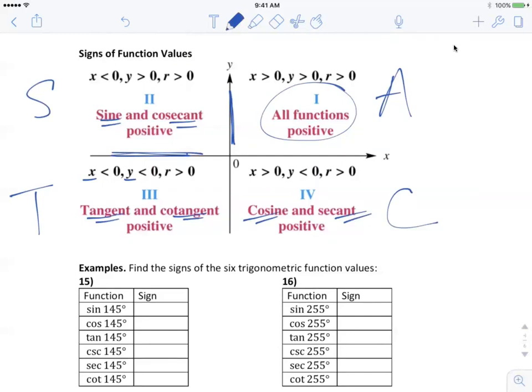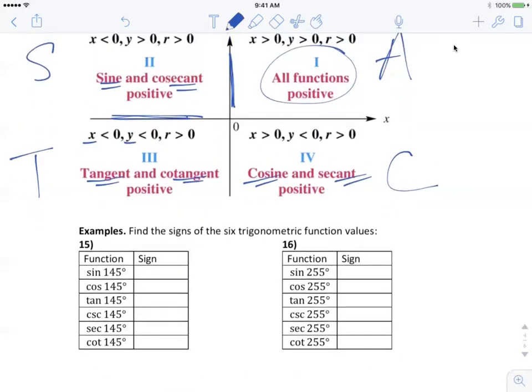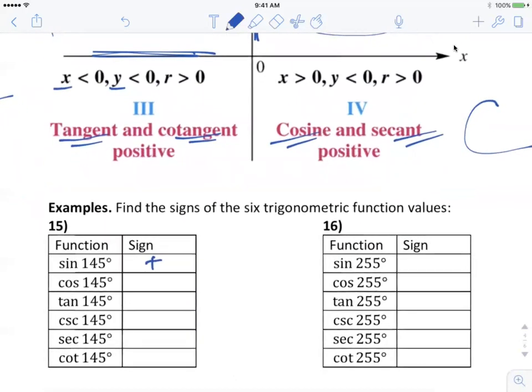Okay, so we can apply that to number 15, find the signs of the 6 trig functions. As long as we know the quadrant, we're good to go. So 145 degrees is in quadrant 2 because it's past 90 but not quite to 180. So in quadrant 2, sine and cosecant, positive. Anything else, negative. So I would put a plus for sine and cosecant, and then negative everywhere else.